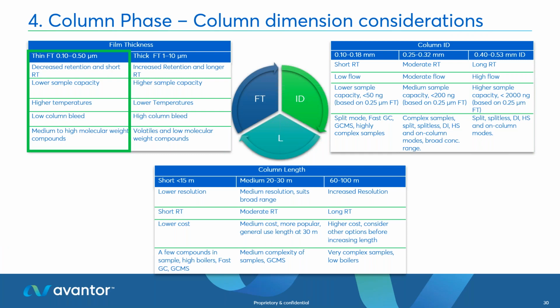Film thicknesses, we've talked about this quite a bit today. So if you have thinner film thicknesses, there's a decreased retention, shorter retention time, but there's also lower capacity of the sample that you can introduce onto the column. But as a benefit, less column bleed. You can use higher temperatures compared to the thick, so the 1 to 10 micron. May have higher capacity and increased retention, but you have to use lower temperatures in the oven because a lot of that phase is going to bleed off. And you can see it's more suitable for volatiles and low molecular weight compounds. So even the dimensions give you a really good direction as to what's going to work with your application and your method.